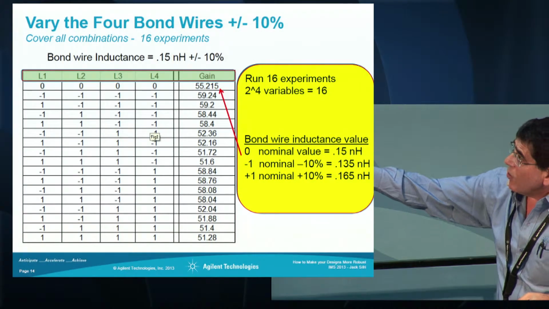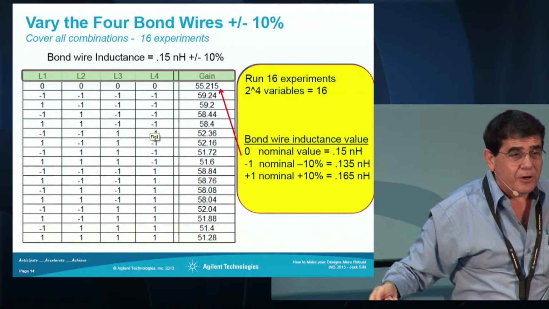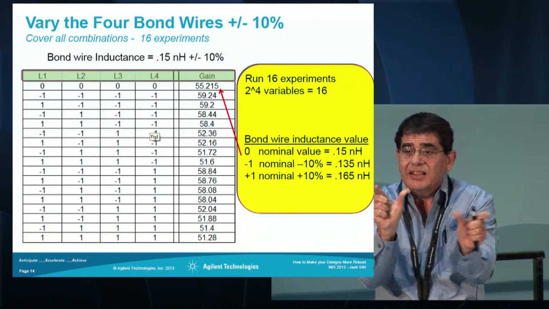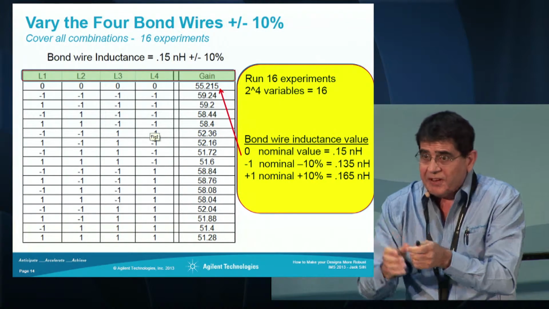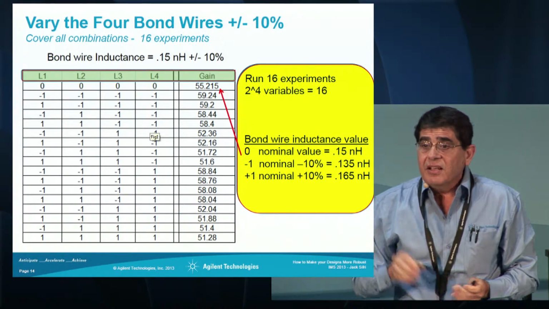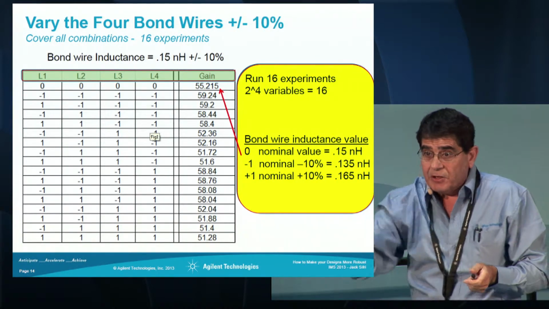So notice I have all the combinations. Because I have 4 variables, I have 16 experiments of minuses and pluses, just varying that inductor plus or minus 5% from nominal. And I measure the gain. Every time I change the inductance, I simulate and get a different gain because of the inductance.